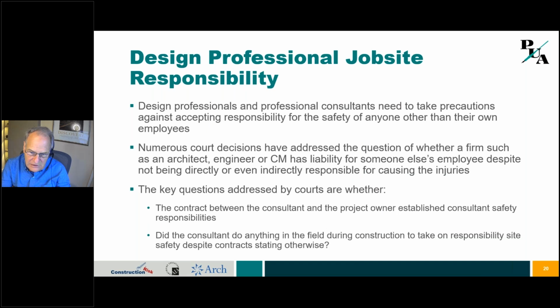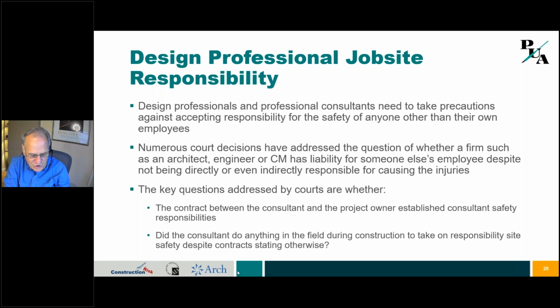Okay, so the designers need to really take precaution against accepting responsibility in the field for anybody's work other than their own. Now, there are a lot of court decisions that have addressed the question whether a firm, like an architect or an engineer, has liability for someone else's employee, even though you weren't directly or even indirectly responsible for causing the injury. So the key questions that the court looks at are the contract between the consultant and the project owner. Does it say that you're not responsible? That's number one. If it says that, then that's good. Now we'll go to step two.